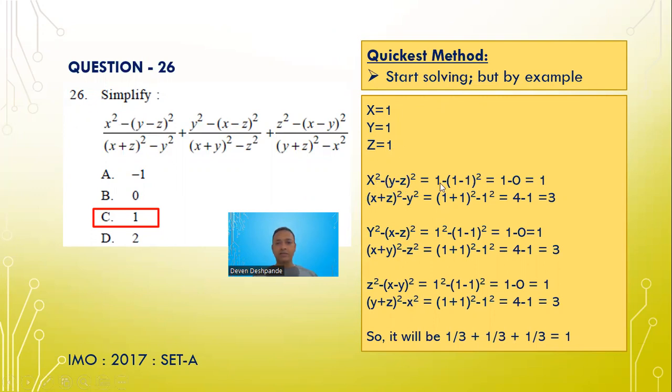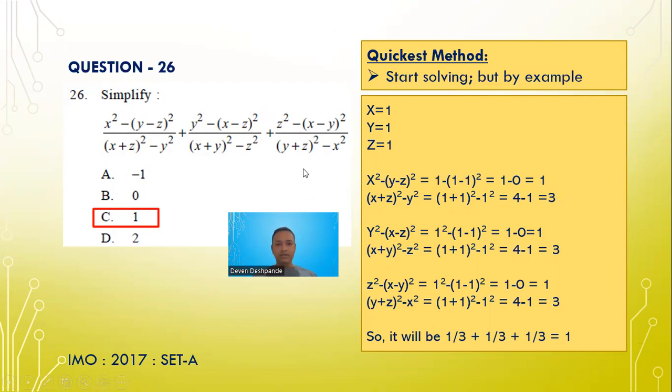So what is x? x is 1. 1 square is 1, y is also 1, z also 1. 1 minus 1 whole square. So 1 square is 1, 1 minus 1 is 0, so 1 minus 0 is 1. And the denominator is x plus z whole square minus y square. So x plus z is 1 plus 1 whole square minus 1 square. 1 plus 1 is 2, 2 square is 4, 1 square is 1, 4 minus 1 is 3.